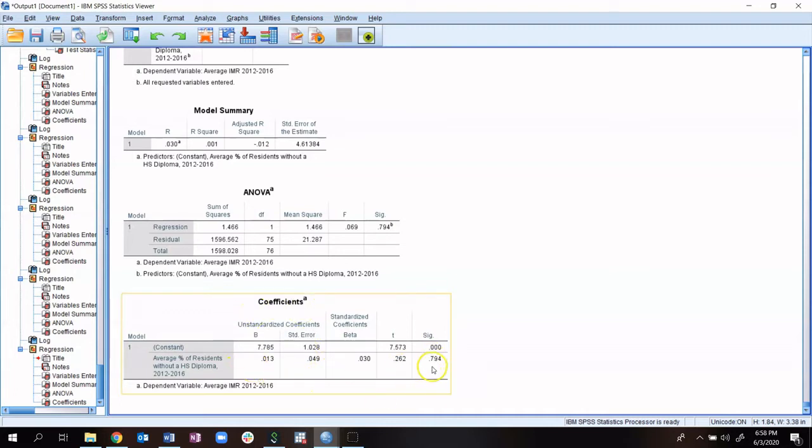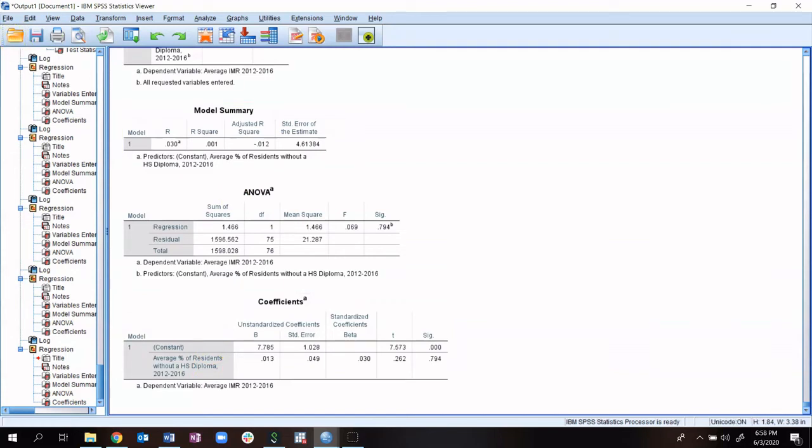So when you have a significance value that's greater than 0.05, you don't have to do anything further with it. You can just simply say the average percent of residents without a high school diploma was not significantly related to infant mortality rates in Chicago community areas. That's all you've got to say. We don't go into any more detail. We don't extrapolate for coefficients that are not significant. So that is that. That's the explanation.